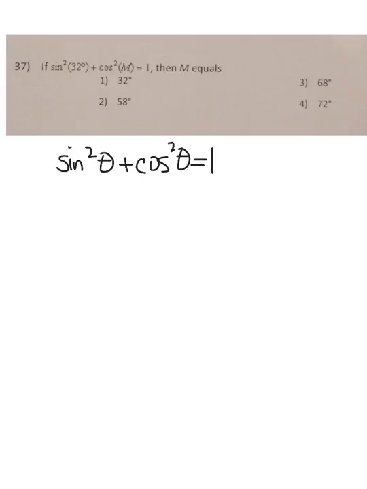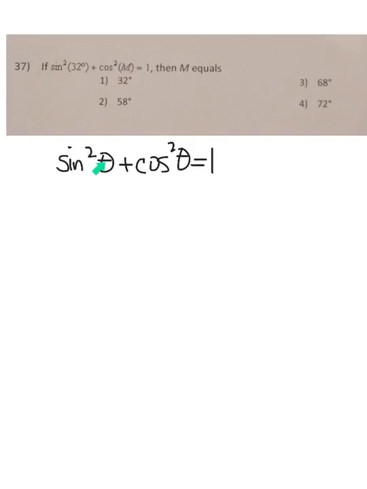This was a Regents question. I remember a lot of kids got this wrong, and it's actually really very easy. I want you to look at the fact that what they gave you here doesn't that kind of mimic what we have right down here, the Pythagorean identity? So do you see that 32 is my value for theta? And they're asking, then what is m?